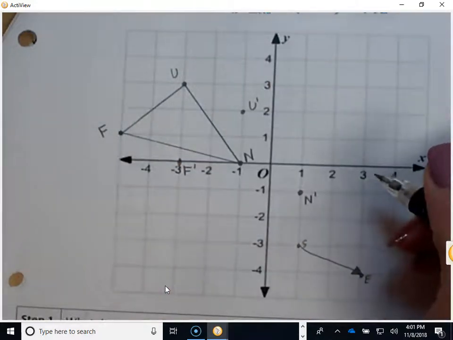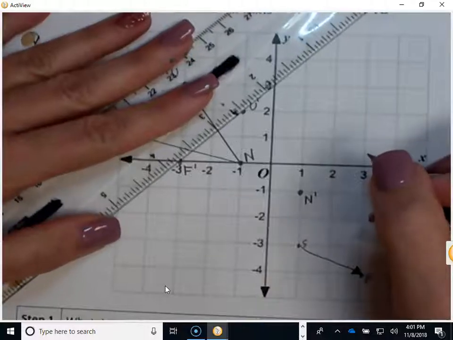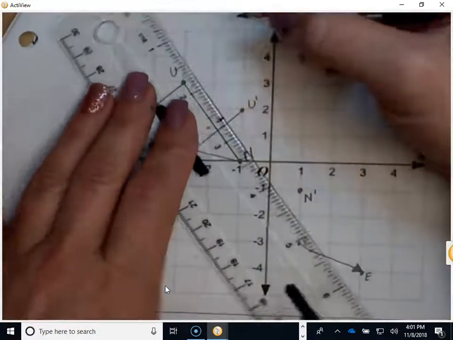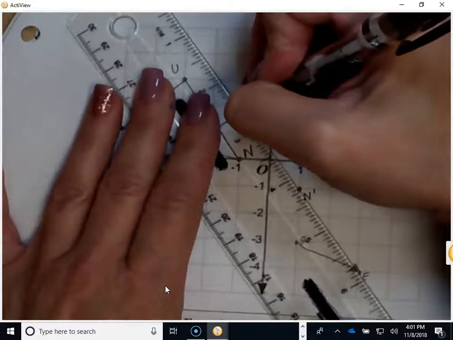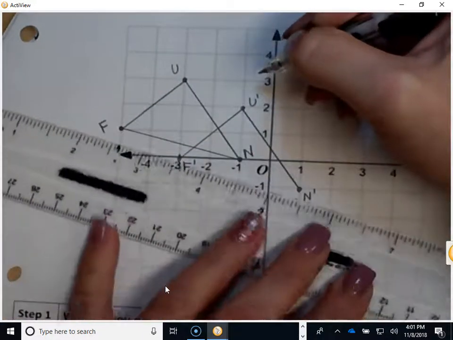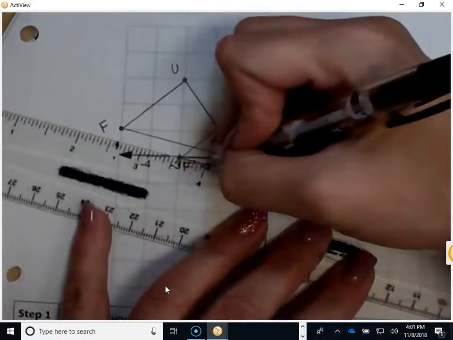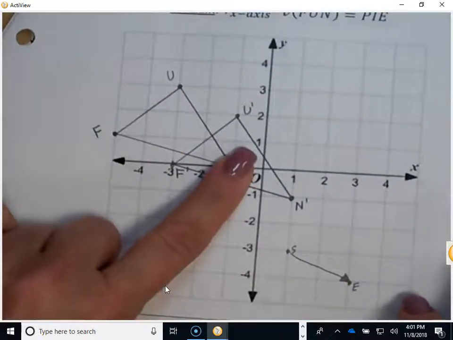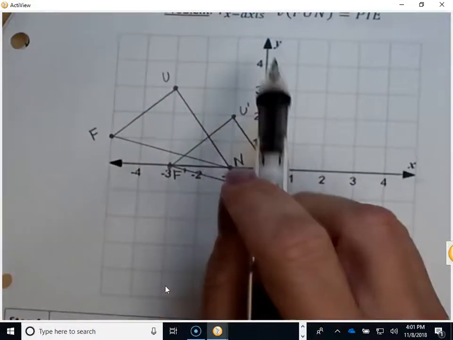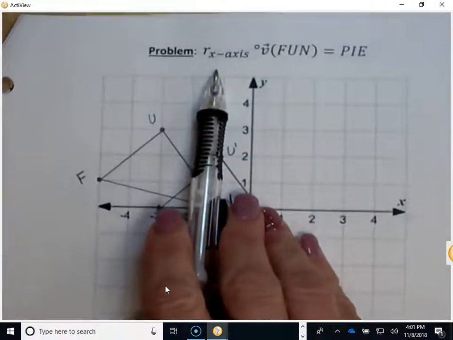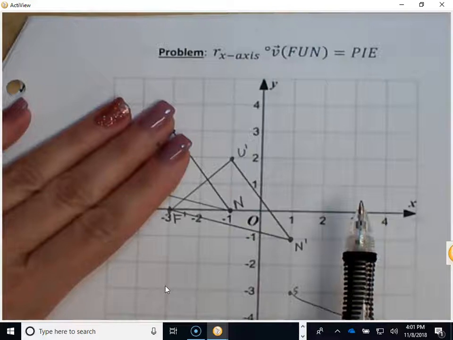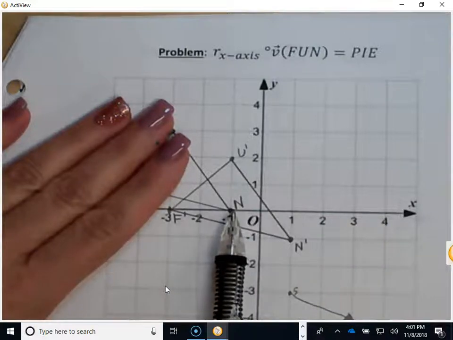Go ahead and connect those 3. But do not highlight because we still have to reflect it next. This is just our first transformation. You're doing the translation vector. So we shifted it to here. Now we have to do our reflection across the x-axis. So you're done with your pre-image now. We're not reflecting that across the x-axis. You're now reflecting F prime, U prime, N prime across the x-axis.